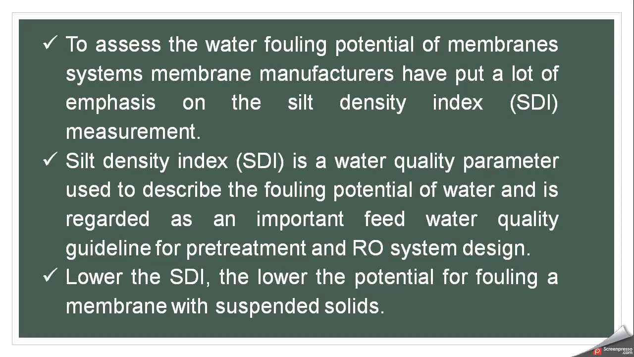That is, whether we need pre-treatment and what type of pre-treatment we require for the RO system, we have to measure the SDI of the feed water. The value of SDI will tell whether we need pre-treatment, one-step pre-treatment, or some special pre-treatment to control this SDI. Now, the lower the SDI, the lower the potential for fouling a membrane with suspended solids. This is basically one of the thumb rules. As SDI goes down, the potential of fouling and scaling on the membrane also goes down.